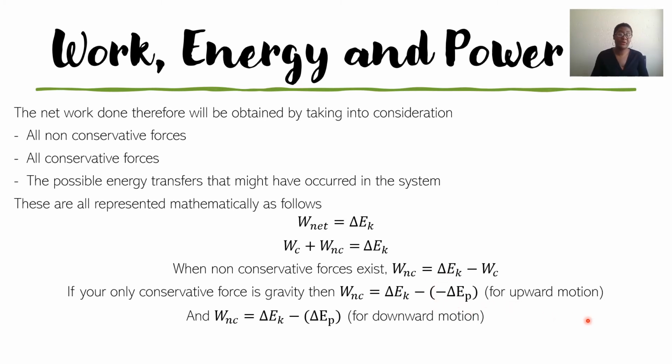When the body is moving upwards, the force of gravity is working against the motion, so that will make it negative. But if the body is moving downwards, then the force of gravity is working in the direction of motion, so it will be positive. So you have the change in kinetic energy minus the change in potential energy.